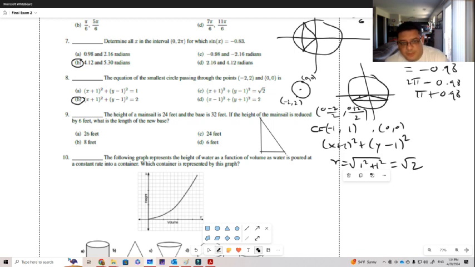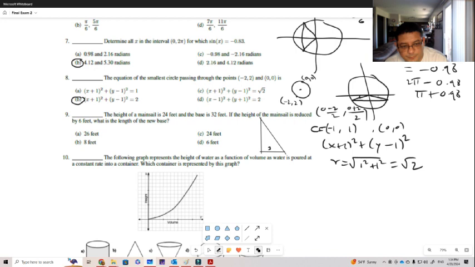And so we have that the base is 32. And we have that the height is 24. And now we're reducing the base by 6 feet. So this means that now this is going to be 18. And I don't know my new base. So this is going to be some new B value.